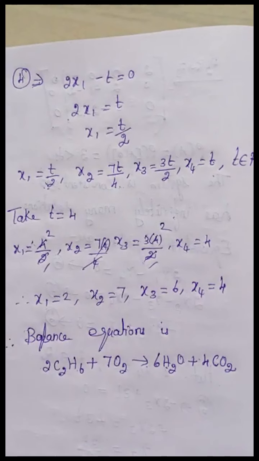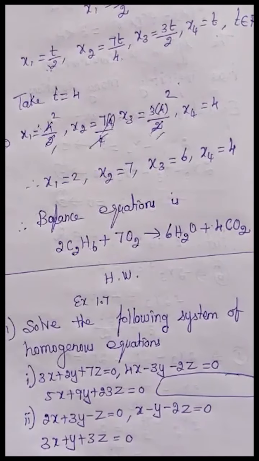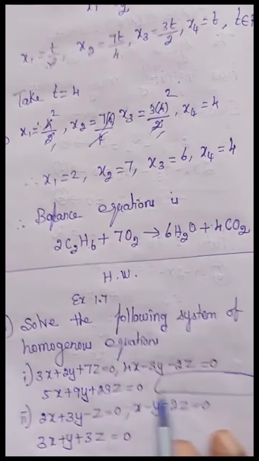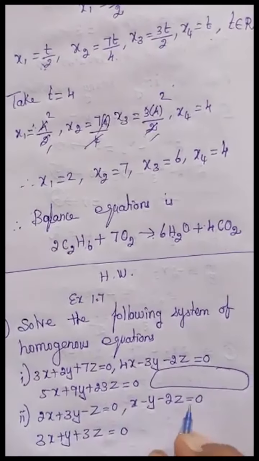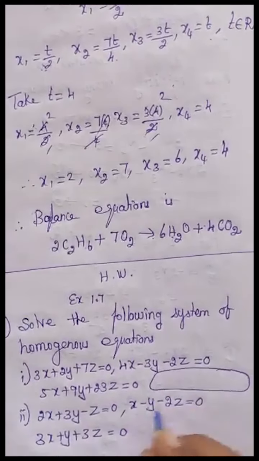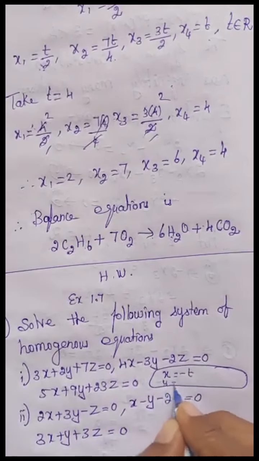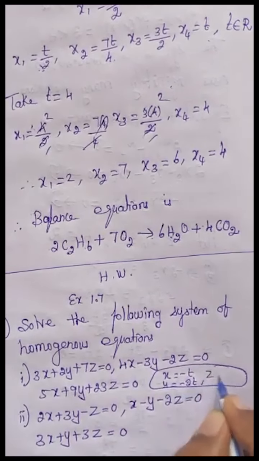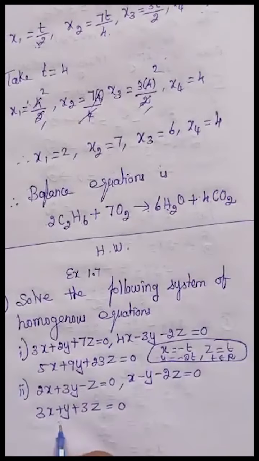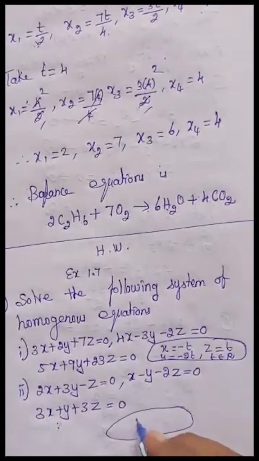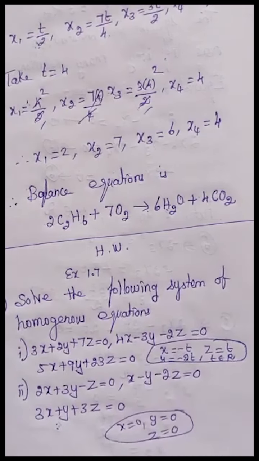Is that clear? See the homework part. The first problem is homework for you. Solve the following system of homogeneous equations. See, 3 unknowns are there. Here you may get a non-trivial solution, that is infinitely many solutions. If you take it as t, you may get x equal to minus t, y is equal to minus 2t and z is equal to t, where t belongs to R. And for the second subdivision, trivial solution. Trivial solution means x equal to 0, y equal to 0, z is equal to 0.